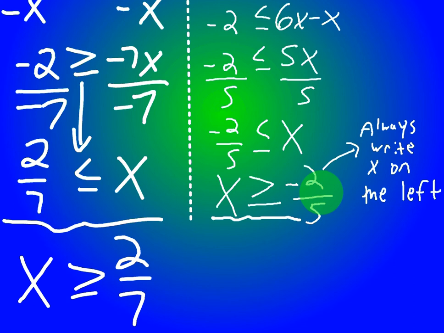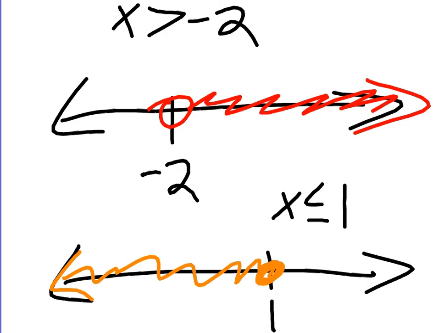Okay, before I move on to the next step, I need to do some review on graphing inequalities on the number line. All right, we'll start with some simple things first. So the first thing we're going to do is x is greater than or equal to -2. Not equal to, sorry, just greater than.